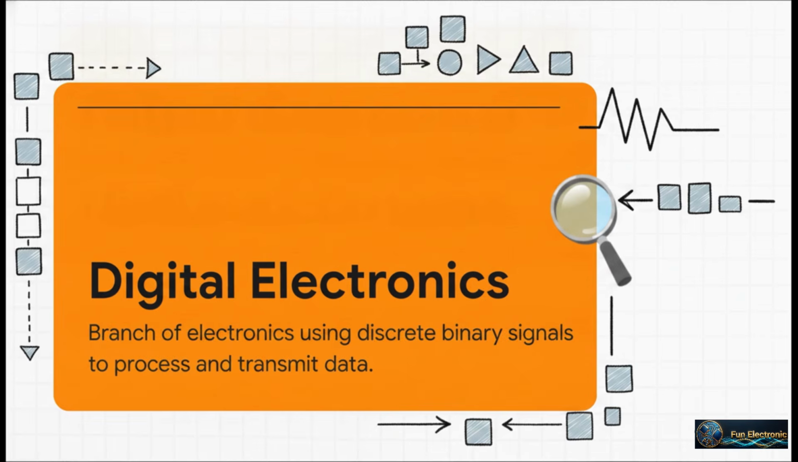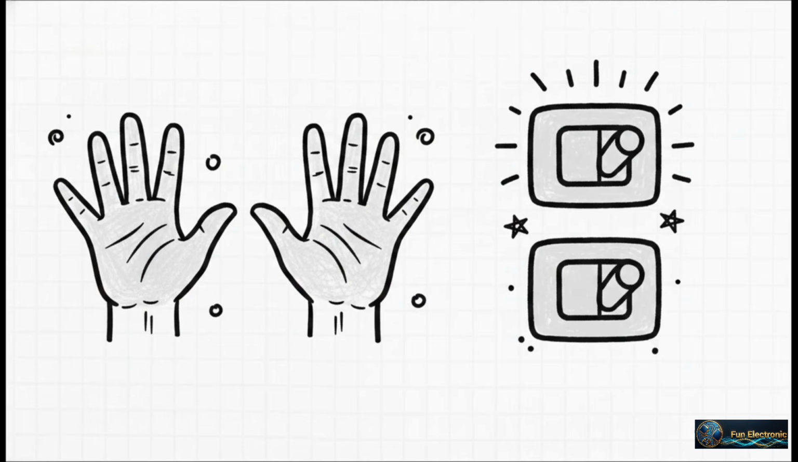So how do we formally define this field that basically runs our lives? Well, digital electronics is a branch of electronics dealing strictly with discrete signals, represented in binary form, to process, store, and transmit data. Instead of messing with the continuous, messy waves of the analog world, digital electronics relies on the precise manipulation of distinct off and on states. This allows systems to handle information with incredible accuracy, enabling the fast, efficient, and reliable processing that our modern tech demands.